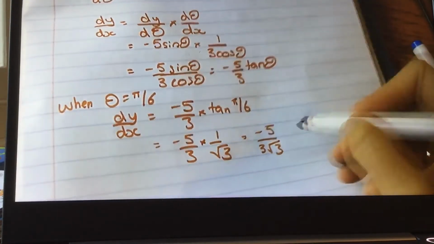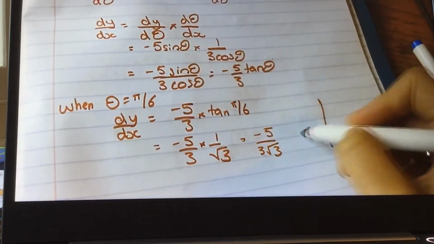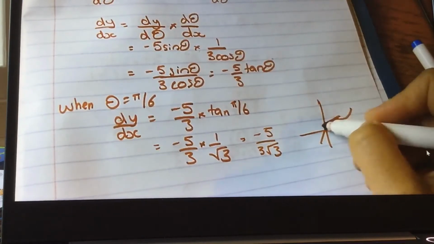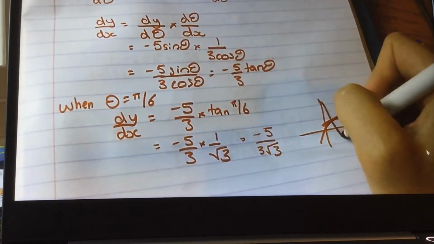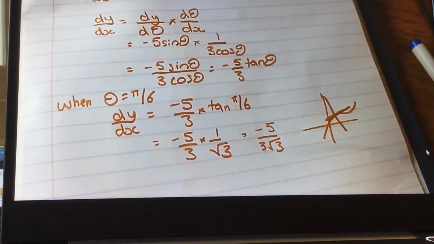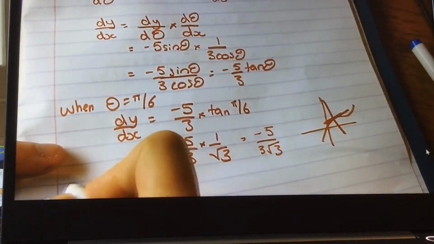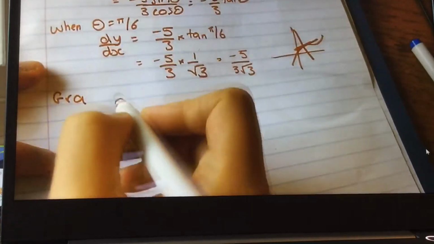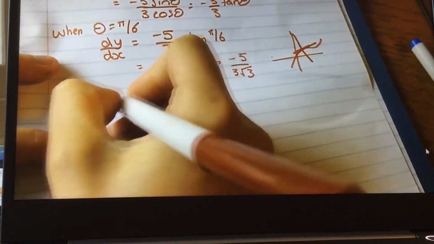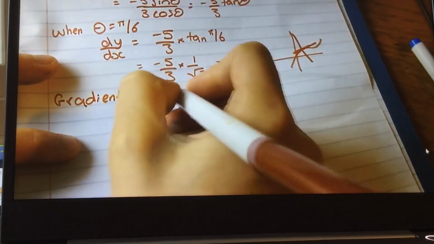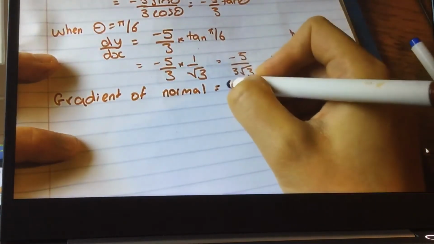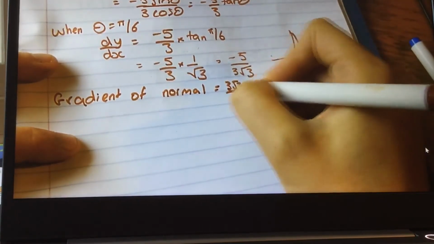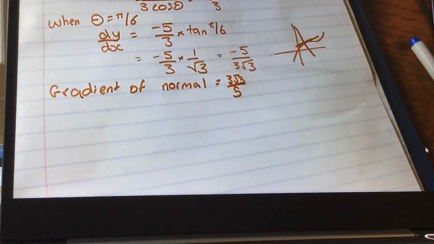That, however, is the gradient of the curve. So if your curve is like this, that's the gradient of the curve. We want to find out the equation of the normal at that point. So we're going to need to find the reciprocal. So the gradient of the normal, remember it's the negative reciprocal, so the sign changes and it turns upside down: 3 root 3 over 5.